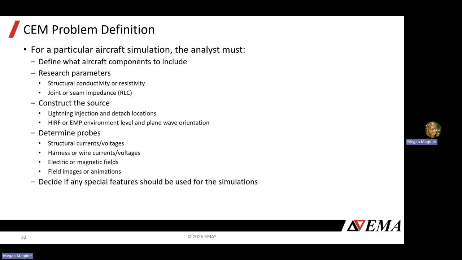Next, you want to determine your probes. So are you looking at structural currents and voltages? For example, are you doing a direct effects simulation? If you're doing indirect effects, you want to probe harness and wire currents and voltages. And then also, depending on your simulation, you may want to look at electric and magnetic fields, as well as animations for those. And then lastly, you want to decide if any special features need to be used for the simulations, or if it's more of a standard model.